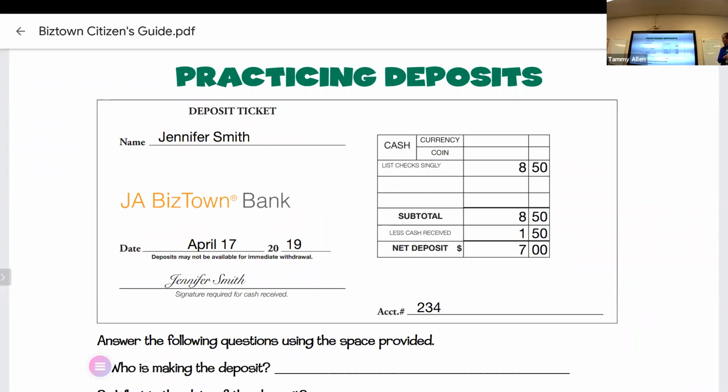All right? But let's talk about deposit tickets. When we look at our deposit tickets, you will need to write your first and last name up here, okay?